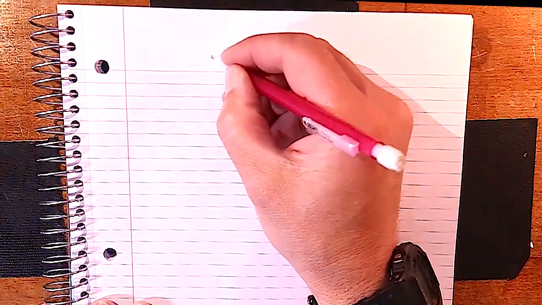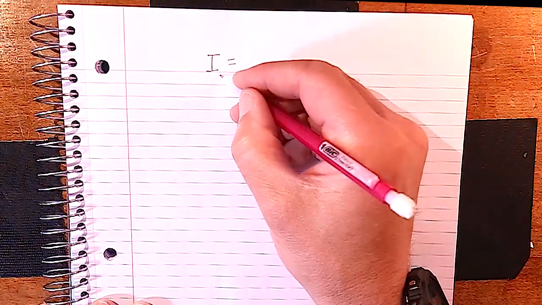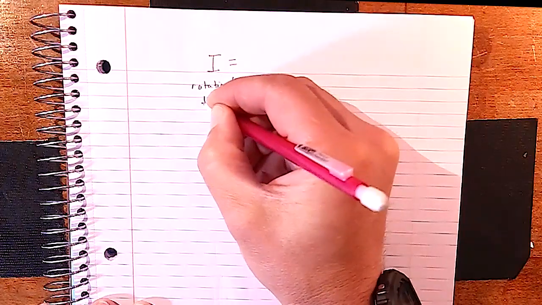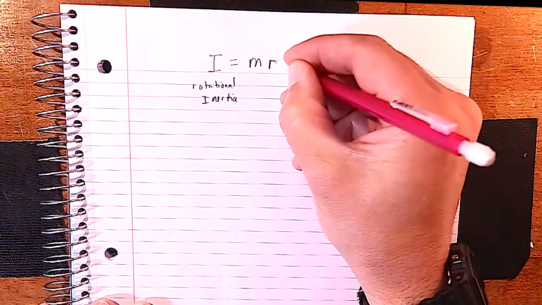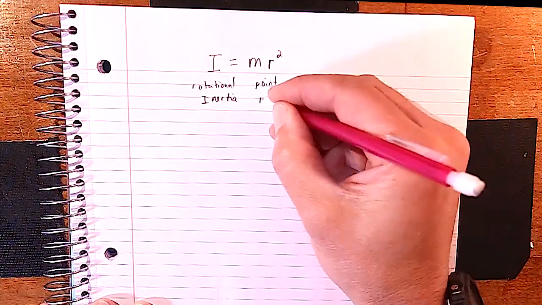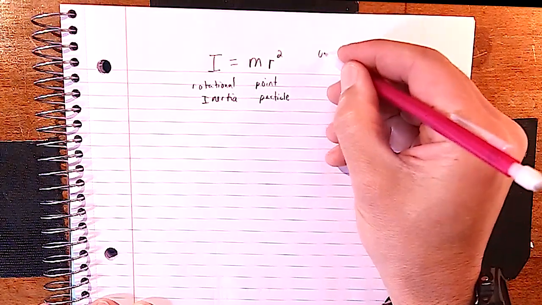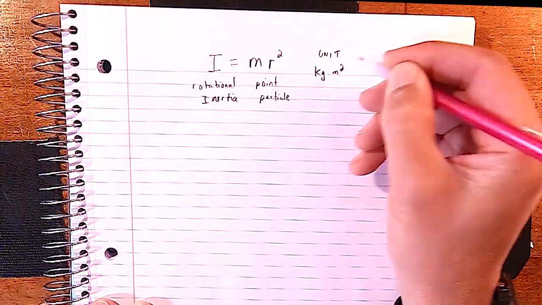So, as you would expect, there is a formula for rotational inertia, and this is the formula for a point particle. I is rotational inertia, and this is equal to m r squared. Okay, and this is true for a point particle. I'll give an example of this in a second. And the unit is going to be, as you could predict, kilogram meter squared.